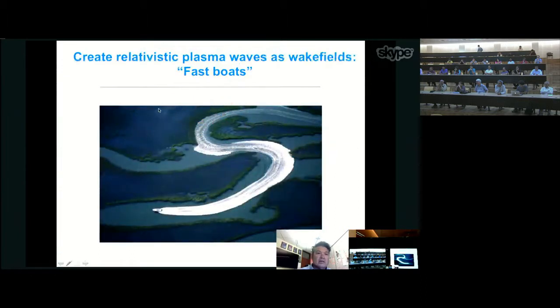So then the question was, if I need large gradients, I need a plasma wave with a phase velocity near the speed of light. I hope that's clear to everyone, because you're accelerating particles which are going to be moving near the speed of light. So for them to stay in phase for long periods to get large amounts of energy, you need that. So you need fast boats to make these wakefields. So we'll come back to this. So the question is, what is a fast boat I can use in a plasma?